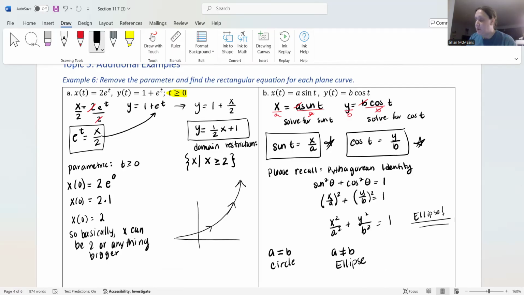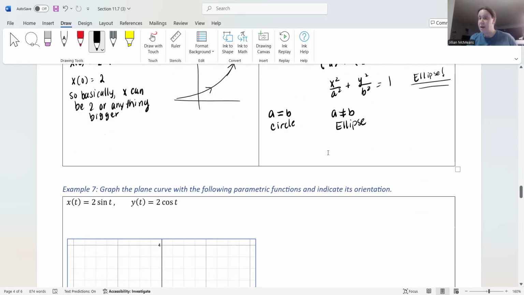So when you see this format, x equals A times sine of t and y equals B times cosine of t, or you could see x is A times cosine of t, y equals B times sine of t, if you see some combination like that, you're dealing with an ellipse or a circle, depending on if A and B are the same thing or not. And this is common. You will definitely see this again on a very important test. All right, so with that said, let's look at the next example.